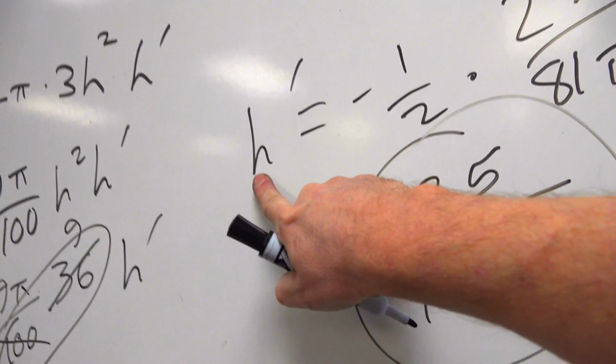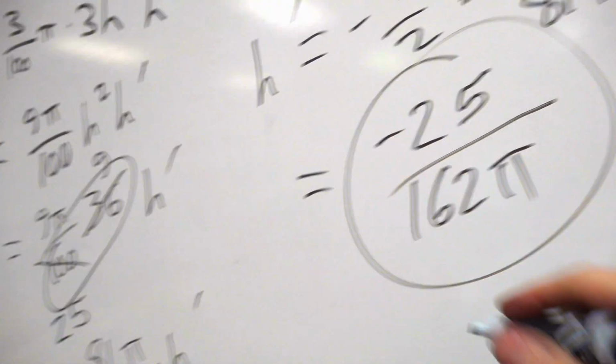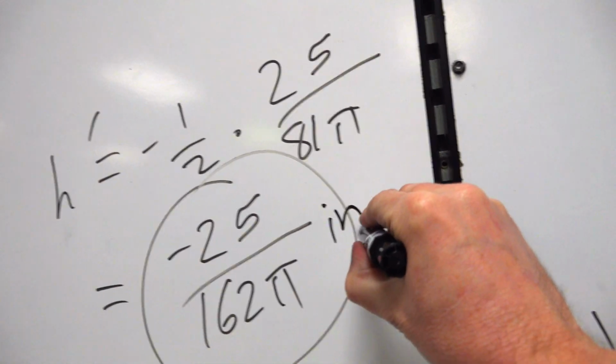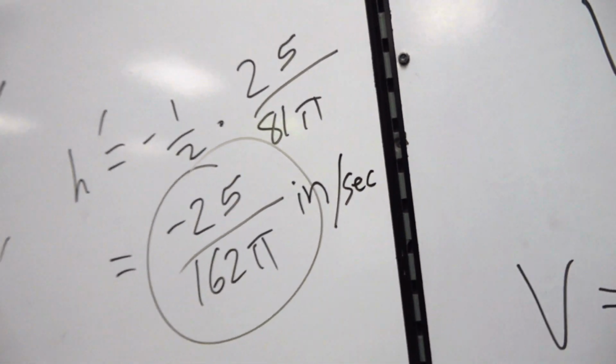Units: h, the height of the snow cone melt. Height is one dimensional, so that is inches. Prime is per second. You're done. There you go.